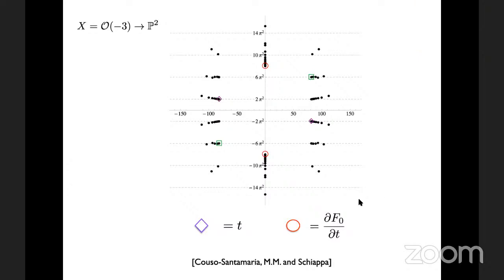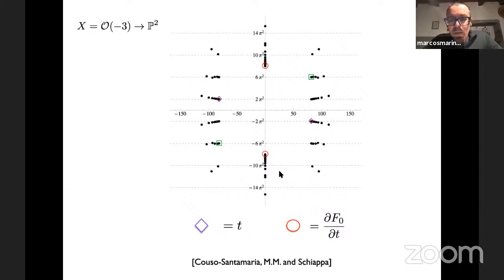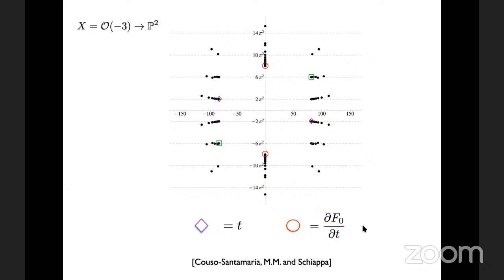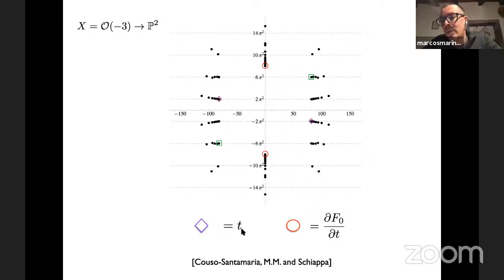Yes, Marcos, what do you mean by the lattice of periods? I'm a bit confused. If you think about it, you could just take integer linear combinations of t, dF0 with respect to t. This will give you a lattice in the complex plane for each value of the Kähler parameter. And then what I say is that the Borel singularities are points in this lattice. Not all points in this lattice are going to be Borel singularities, but every Borel singularity will be a point in this lattice.